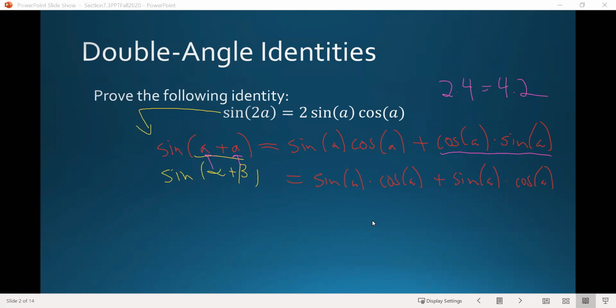And now notice we're adding two of the same thing, right? We have a sine of a cosine of a plus a sine of a cosine of a. Add those two together, and we'll just get 2 sine of a times cosine of a. And that's good because that's what we were trying to prove. Sweet. Wasn't that fun? Yeah, I agree that it was.